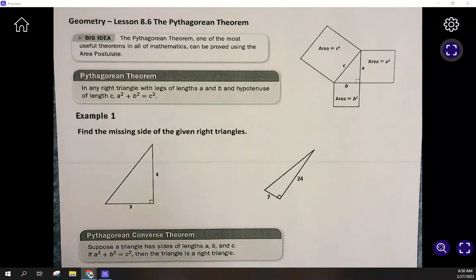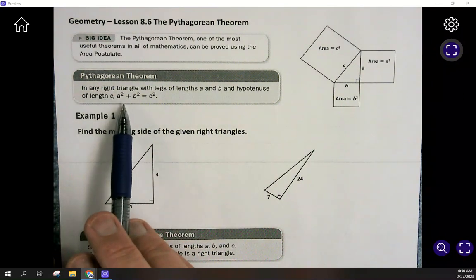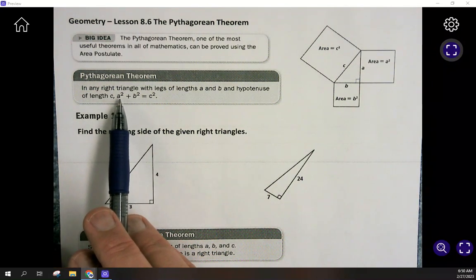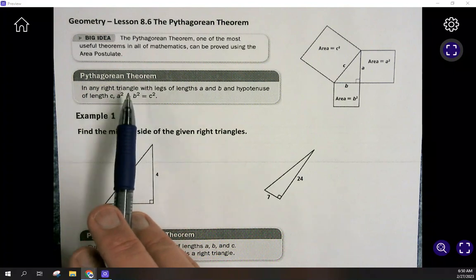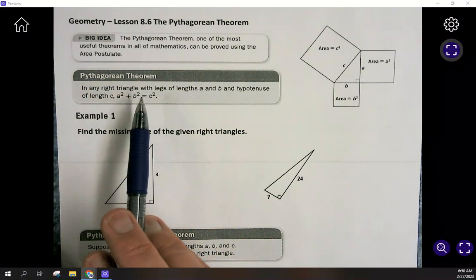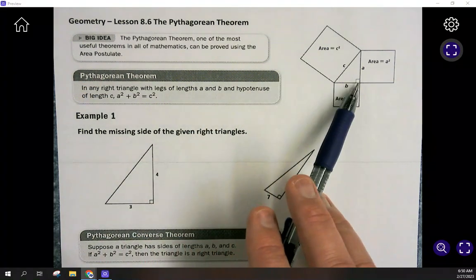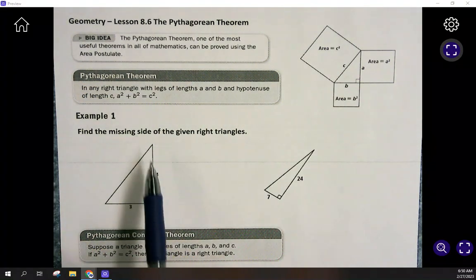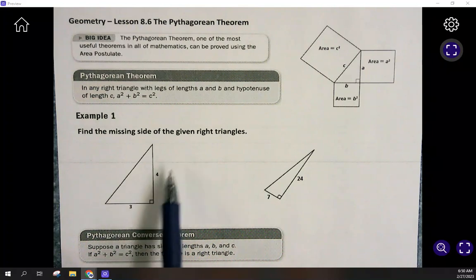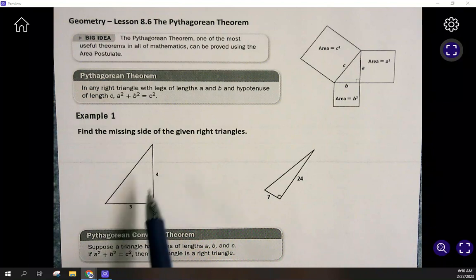proved using the area postulate. And again, we're not going to go too deep into all of that. But your Pythagorean Theorem basically comes down to the formula for every right triangle. You have a squared plus b squared equals c squared, where a and b are the legs. So when we have this 90-degree angle, a and b must be the legs. It doesn't matter which one you call a and which one you call b, but the two of those must be your a and b.